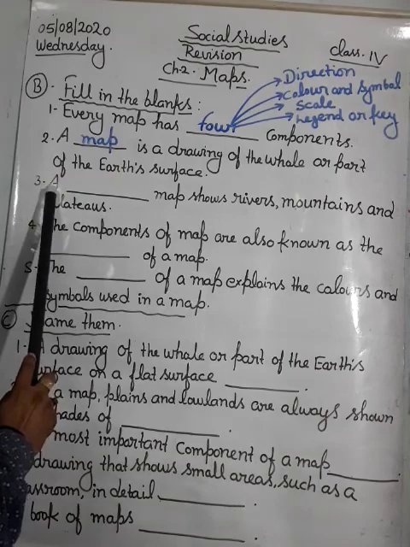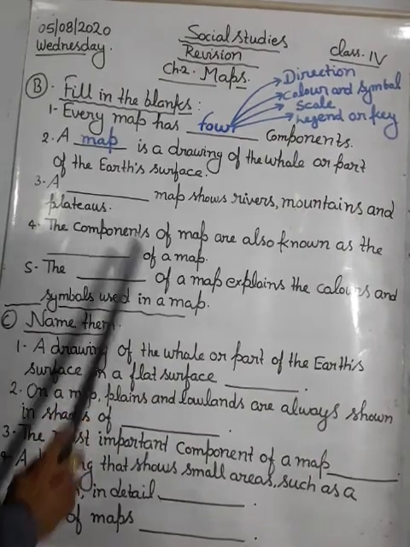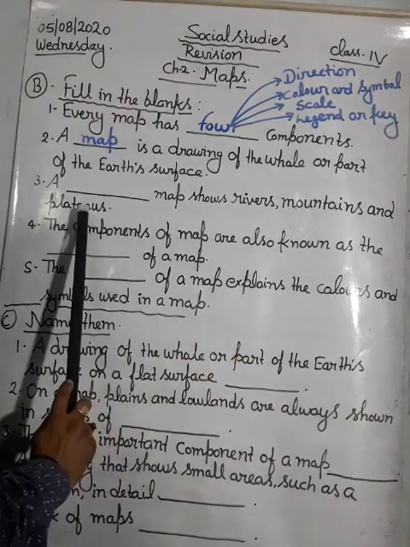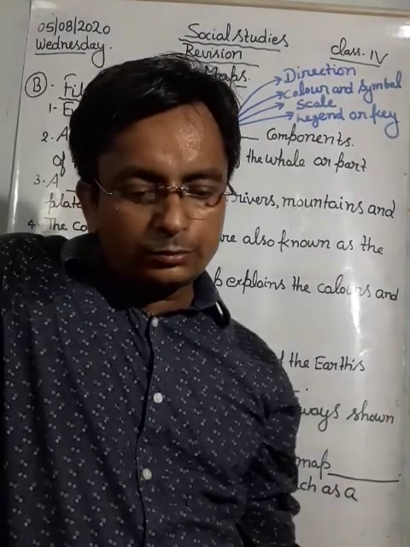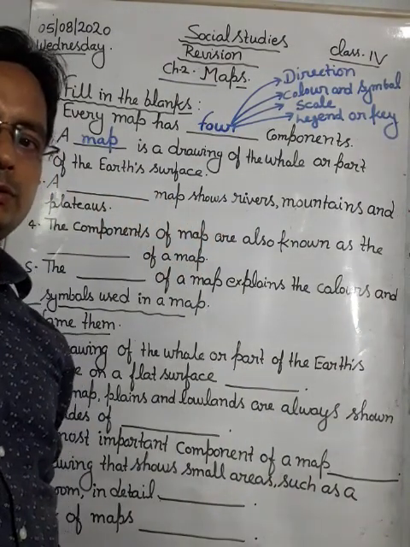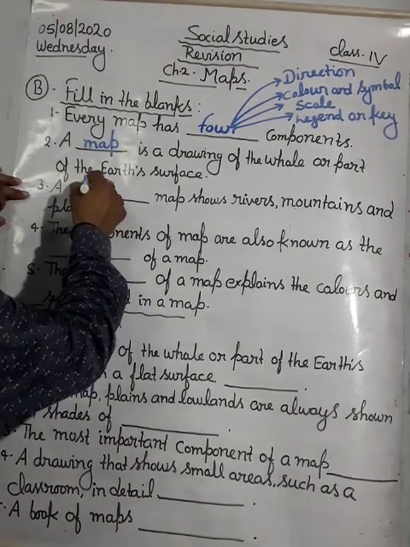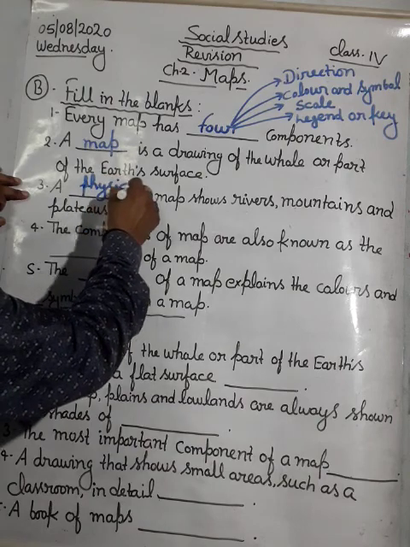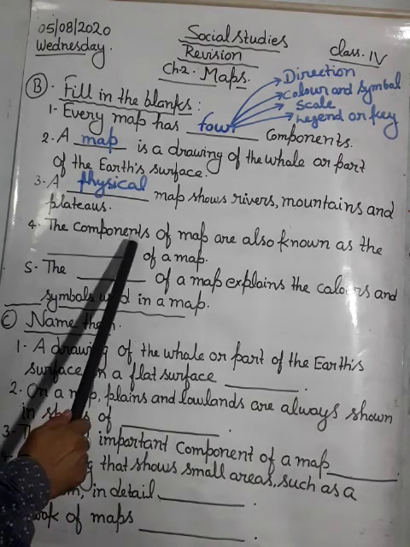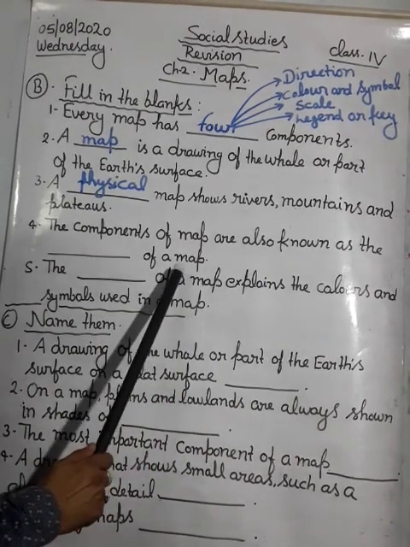And the next one is, a dash map shows rivers, mountains and plateaus. Which map shows these? I have told you. Yes, students, physical map. That is called a physical map.